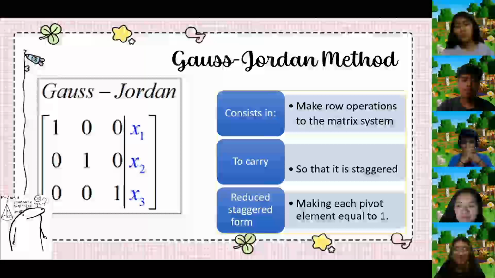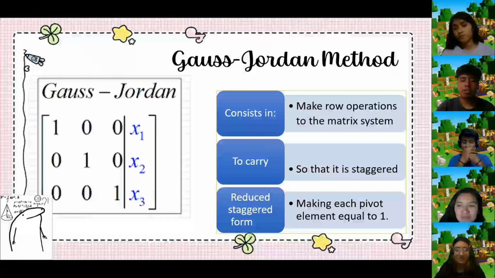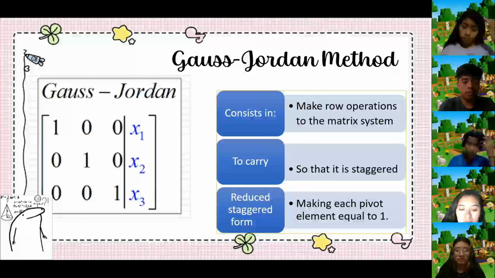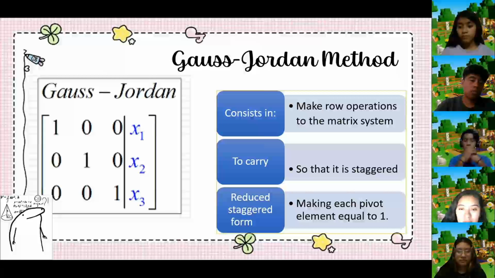The Gauss-Jordan method consists of performing row operations on the matrix of the system so that it reaches its reduced row echelon form, making each pivot element equal to 1. In this picture, we can see an example, a solution using the Gauss-Jordan method. In this picture, on the left we can see the identity matrix, and on the right we can see the solutions of the system of equations.